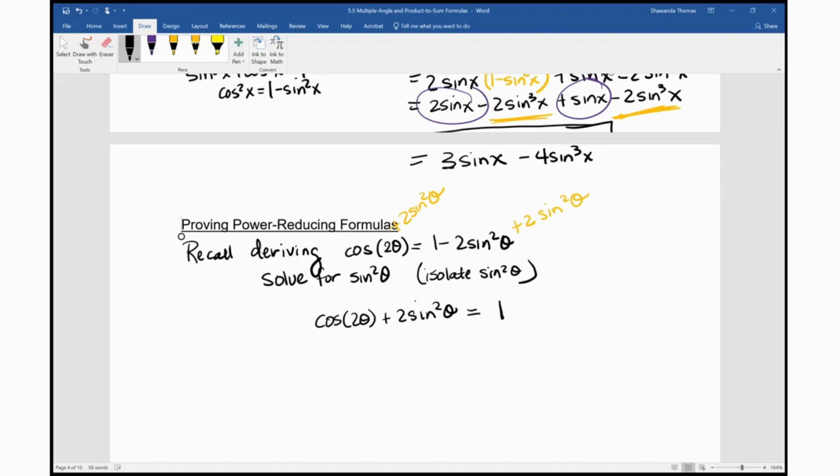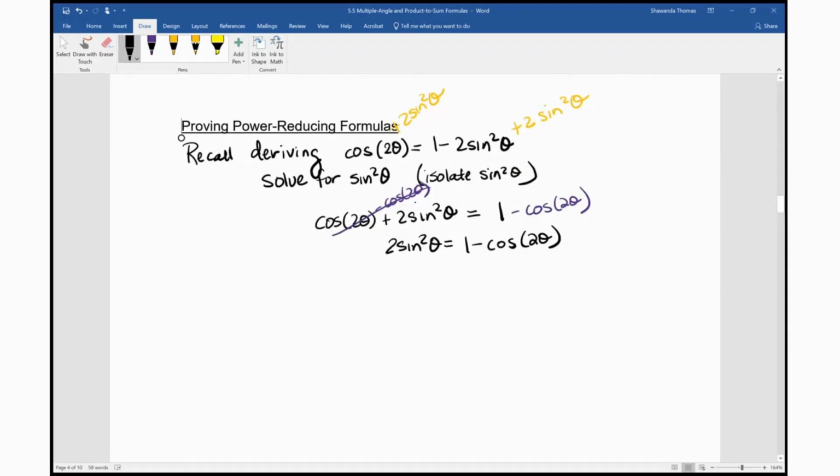Then you would subtract cosine 2 theta on both sides. That cancels that out. We get 2 sine squared theta equals 1 minus cosine 2 theta. Then divide by 2.